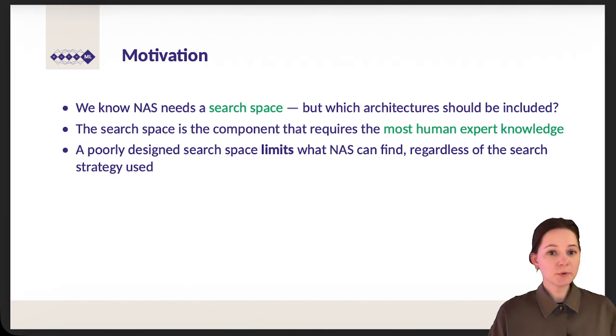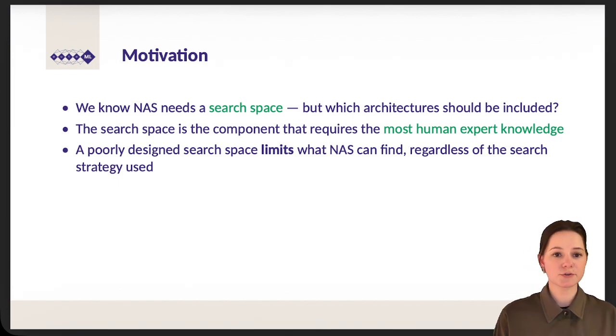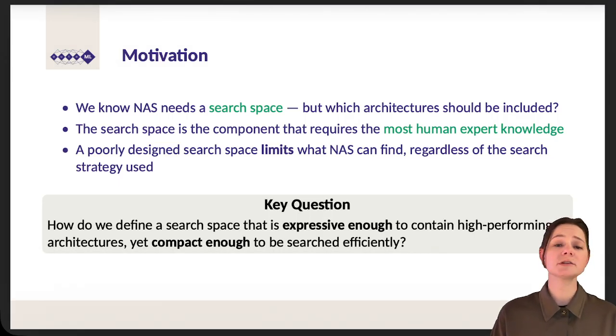Important to note is that a poorly designed search space also limits what NAS can actually find, regardless of the search strategy used. So if I design a very poor search space, allowing only very small linear layers, for example, on an image, the NAS strategy is also not able to find a high-performing architecture. The key question to answer in the context of search spaces is how can we define a search space that is expressive enough to contain high-performing architectures, yet compact enough to actually be searched efficiently.